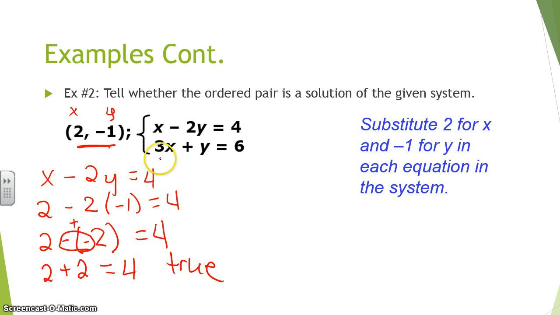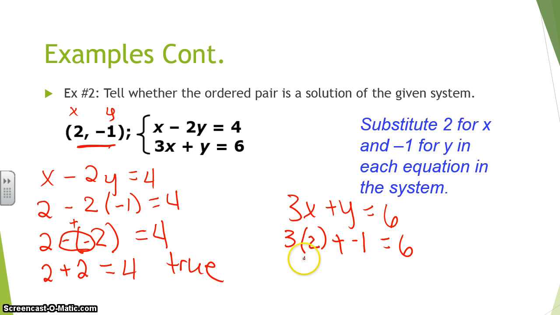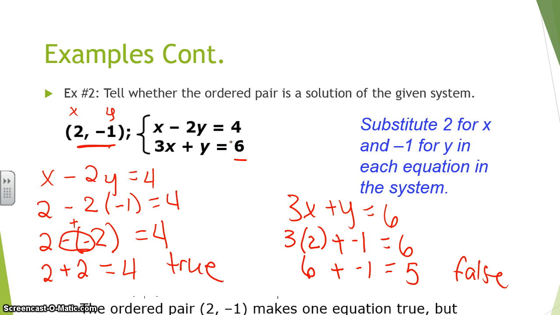Let's set up our ordered pair with our second equation, 3x + y = 6. Plugging in 2 for x, so 3 times 2 plus y, which is negative 1. Does that equal 6? 3 times 2 is 6, plus negative 1 equals 5, and that is false. That is not equaling 6. So the ordered pair (2, -1) makes one equation true, but not the other. So (2, -1) is not a solution of the system. In order for it to be a solution, it has to work with both equations in the bracket.